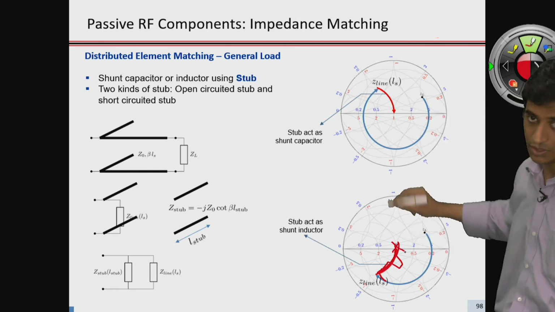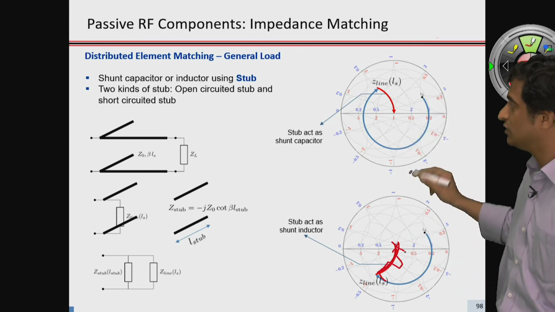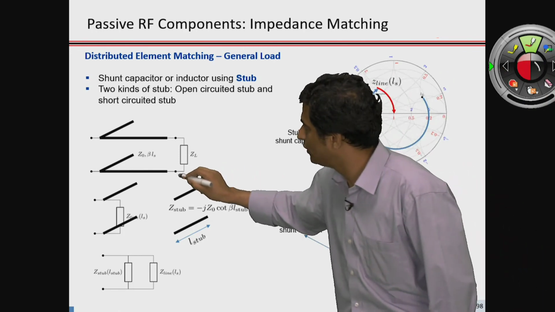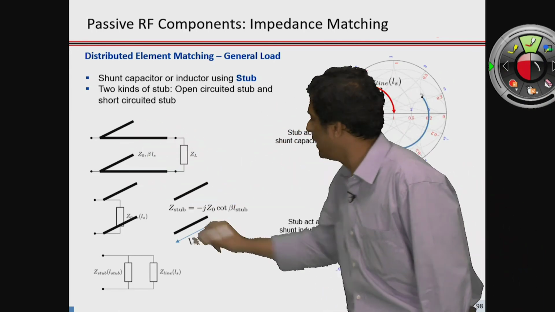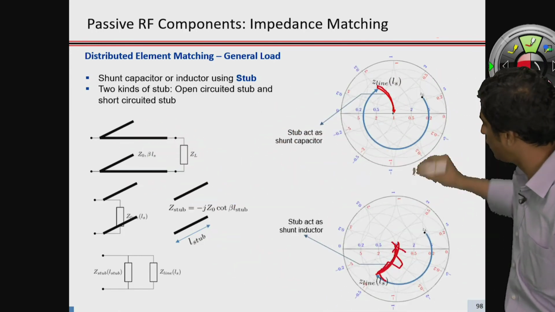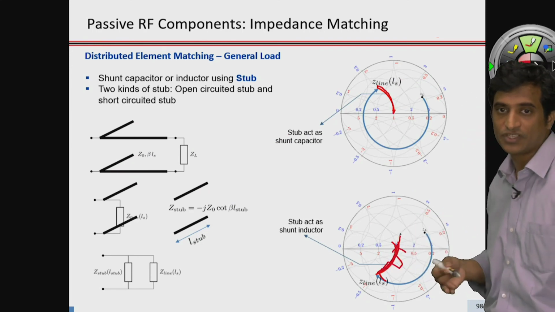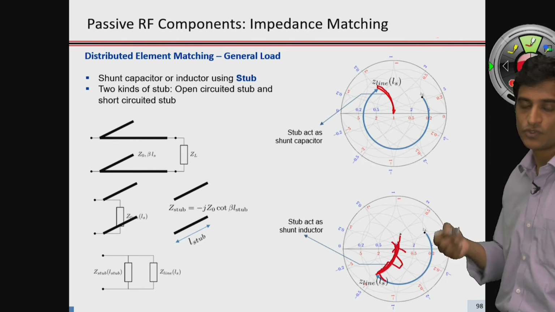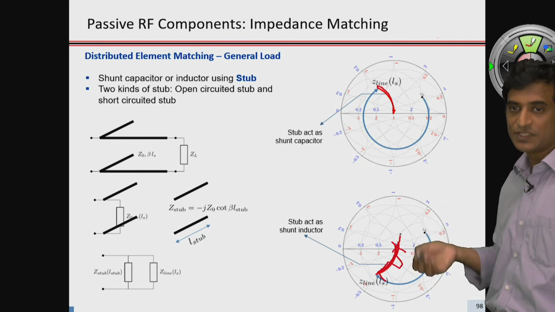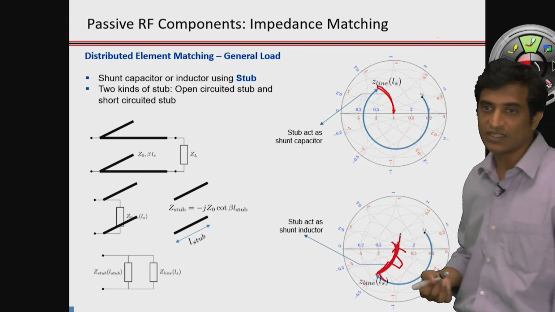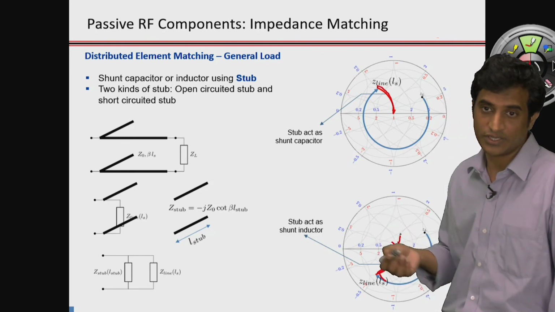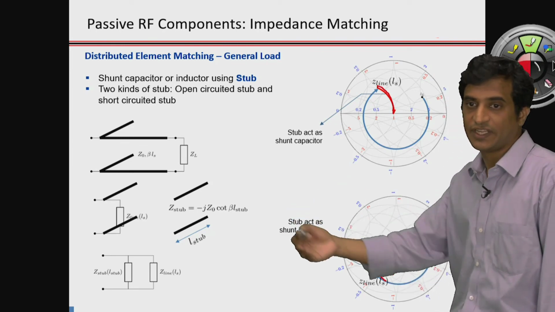So both these realizations are possible, and this illustrates how we can realize, using an open circuited stub, either a capacitor or an inductor. It is essentially called distributed element matching. Instead of using lumped components, we are using transmission lines to realize the necessary reactance, or the necessary inductance or the necessary capacitance.